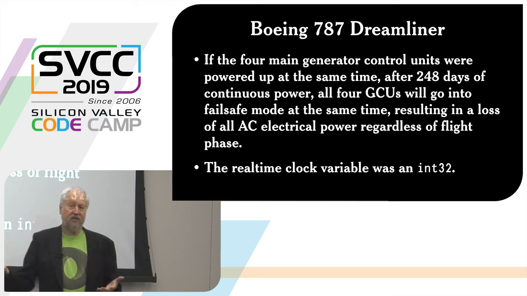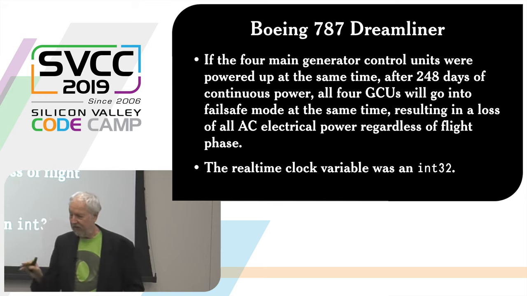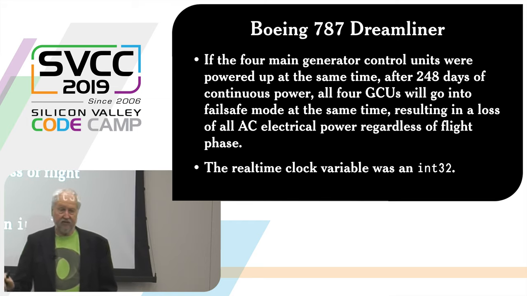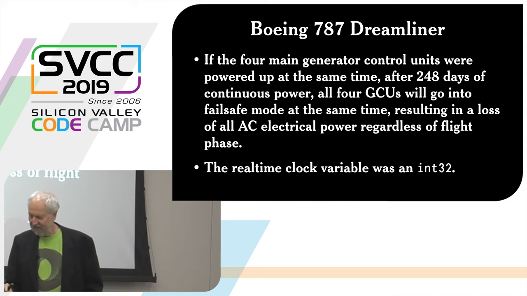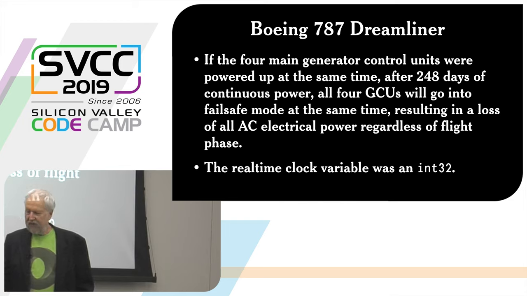The 737 is big in the news, but we don't exactly know all the things that went wrong there. But there was an earlier incident with the 787 Dreamliner, which is a beautiful airplane. I really enjoy flying on that airplane, even though they found this bug in it. So the FAA reported that if the four main generator control units were powered up at the same time, after 248 days of continuous power, all four GCUs will go into fail-safe mode at the same time, resulting in a loss of all AC electrical power, regardless of flight phase.